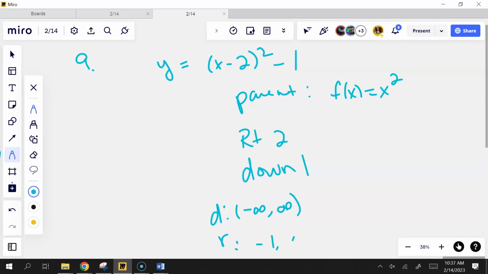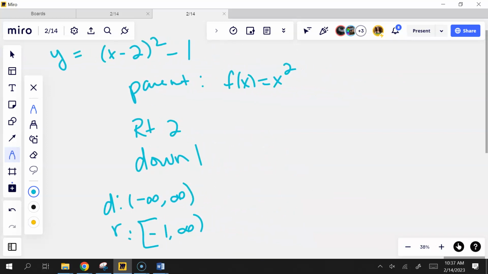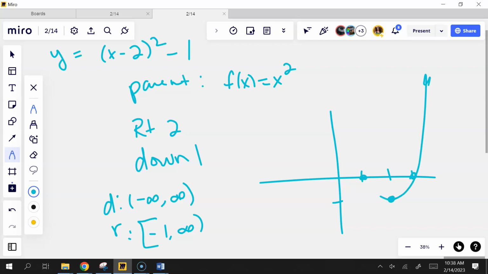Negative 1 to infinity. So it asks for a graph down below. It might help you to graph it first and then do the domain and range. Some people like to graph the parent and then move it from the parent. Some of you can see it without doing that. It doesn't matter to me, however you want to do it. We said right 2 and down 1. There you go.